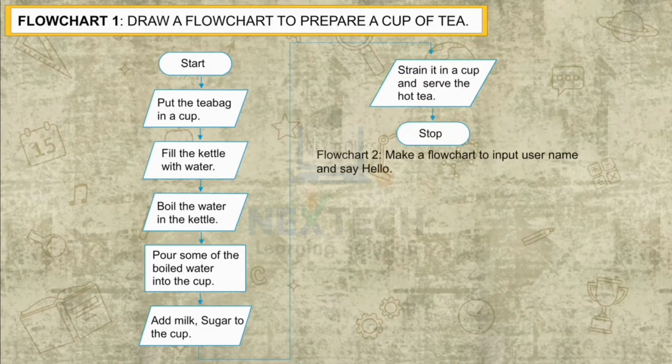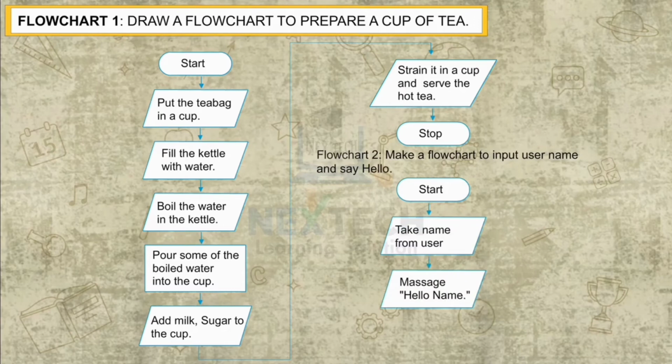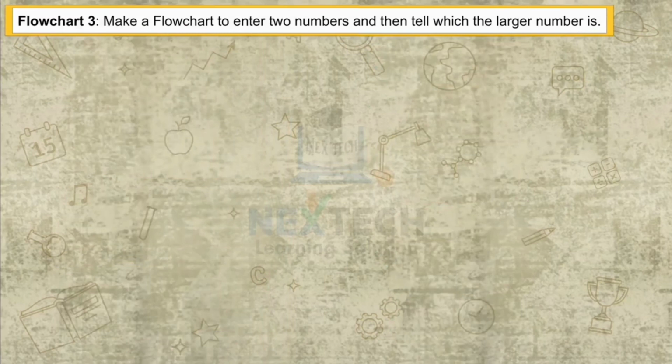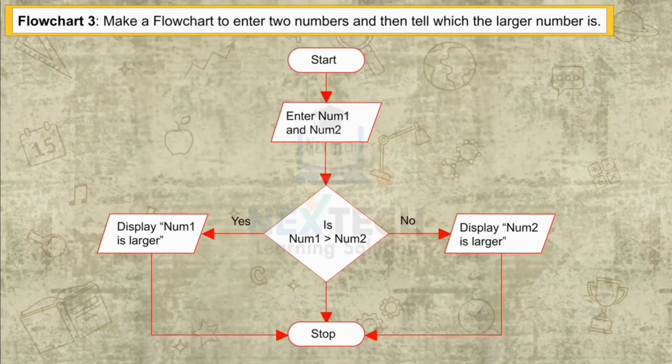Make a flowchart to input a username and say hello. Example 2. Start. Take the name from the user. Message hello name. Then stop. Let's take another example. Make a flowchart to enter 2 numbers and to tell which number is the largest. So start. Enter num1 and num2. Is num1 greater than num2? If yes, display num1 is larger. If no, display num2 is larger.